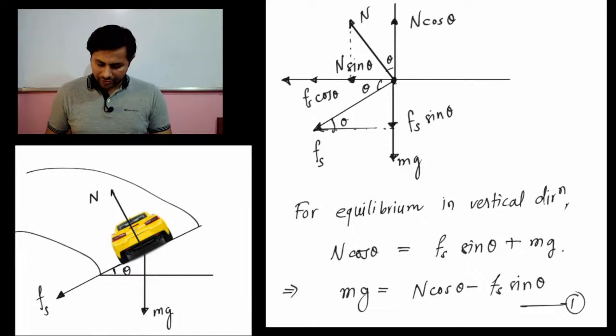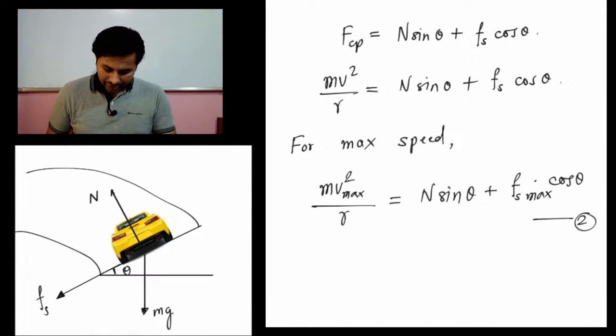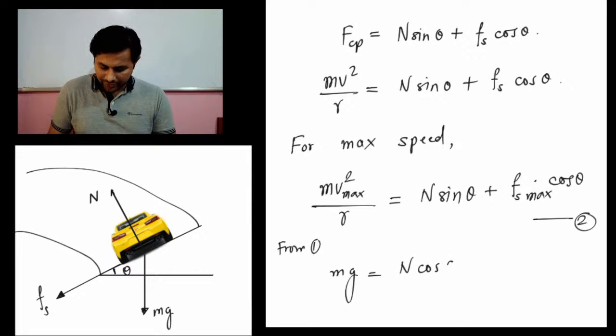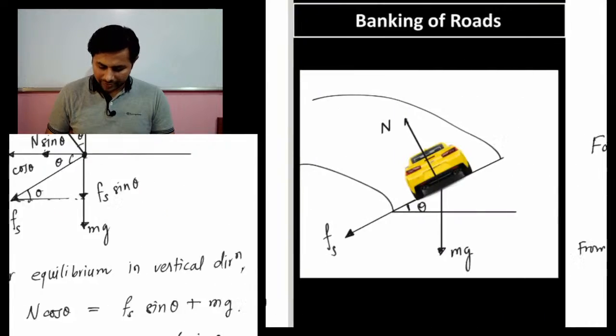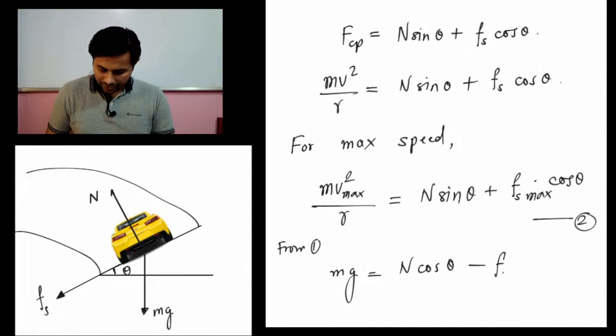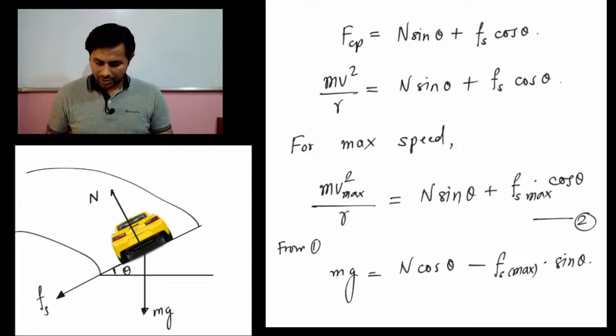So in equation 1 only Fs will change to Fs max. Okay, so I can say that from 1, mg equals N cos theta minus Fs max into sin theta. All right, so let's call this equation number 3.